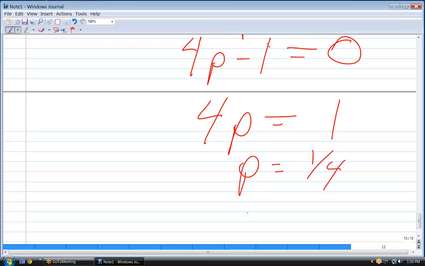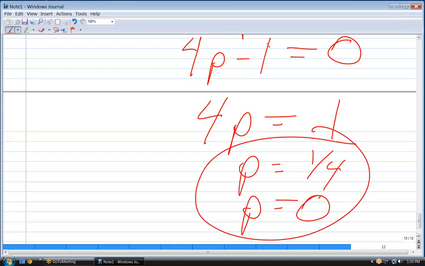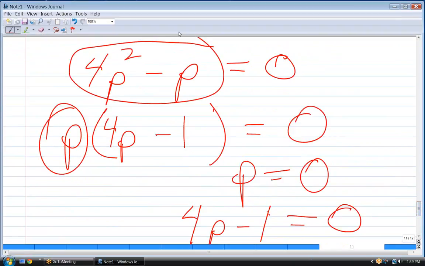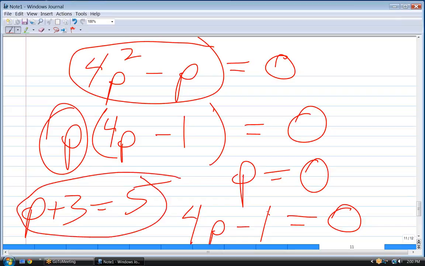So this one had two solutions. Negative 1. No, positive. Oh, no, my bad. Everything was positive. But the other solution was p equals 0. So this had two solutions, and it should have two solutions because that is a quadratic. Quadratics have two solutions. Linears have one solution. If I say p plus 3 equals 5, that has one solution, p equals 2, and only 2. That's a linear equation. P is to the power of 1 only.